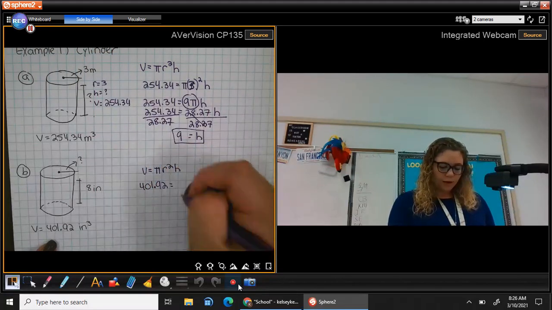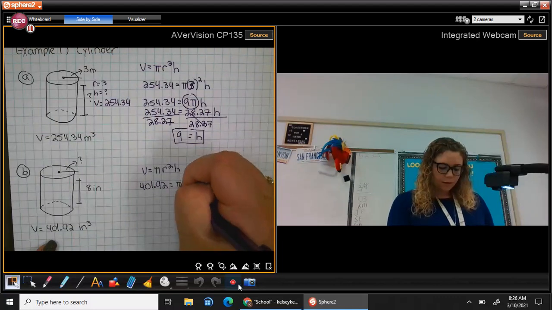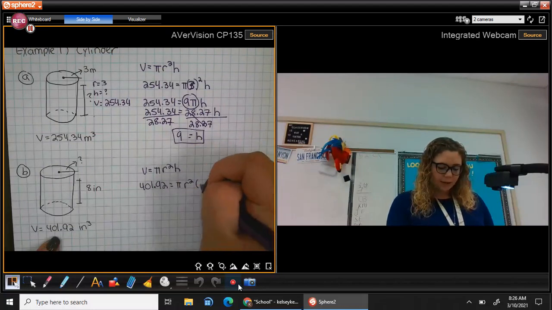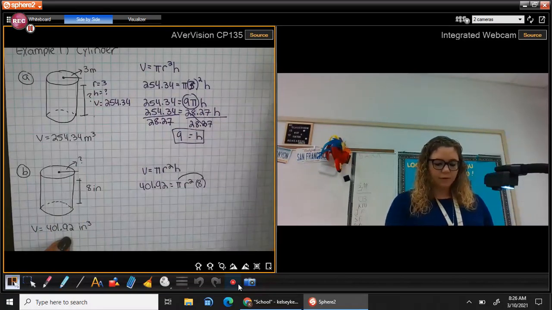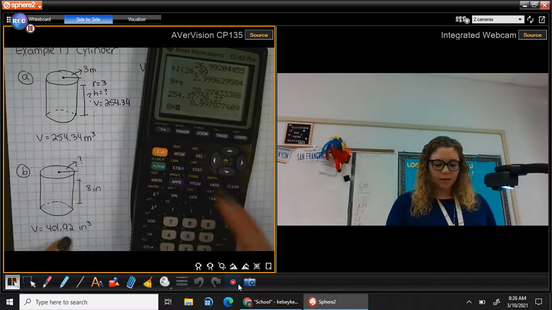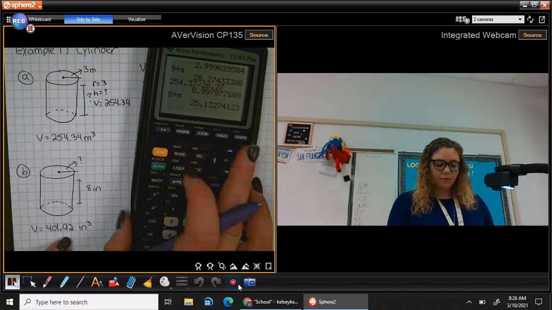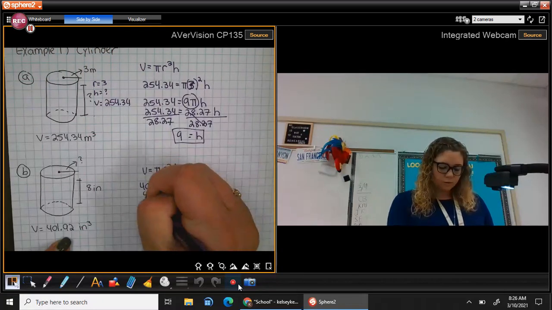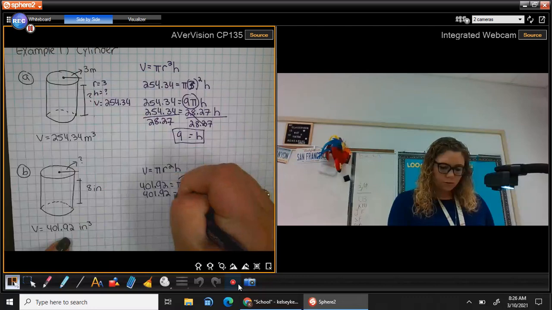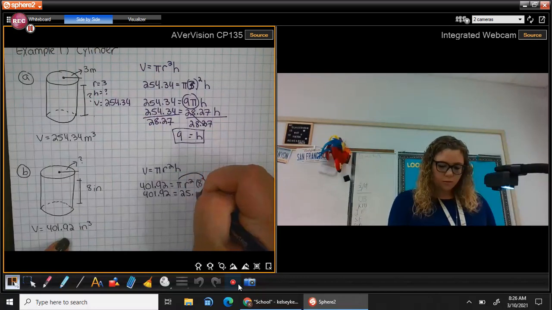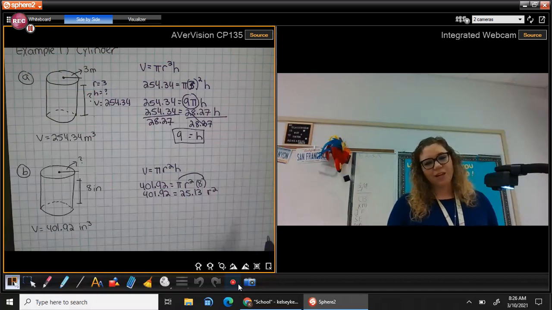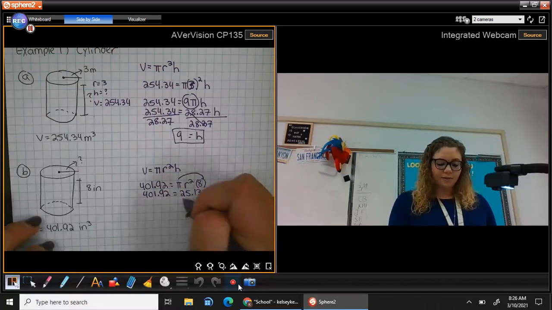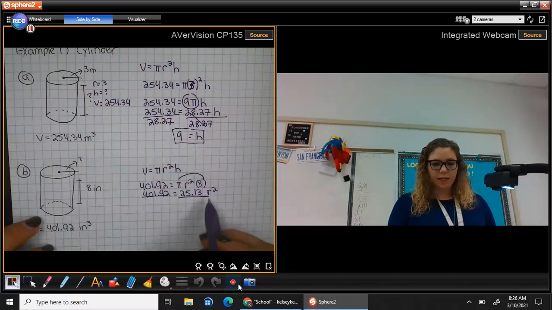Equals my pi. We don't know my radius, but my height is 8. So we're going to do 8 times pi, which is 25.13. And we're left with r squared. Is r squared by itself yet? What's left for me to do? Divide, because the inverse of multiplication is division.